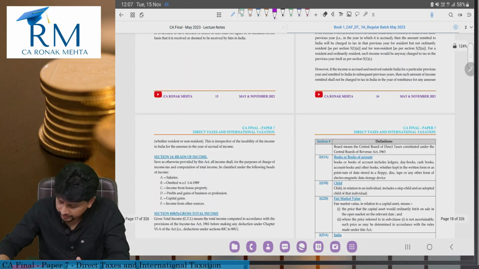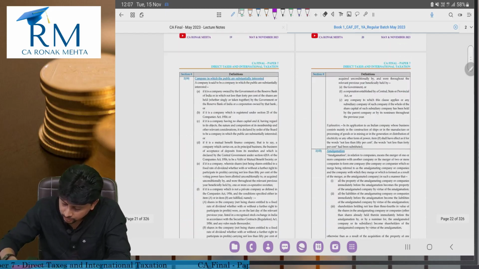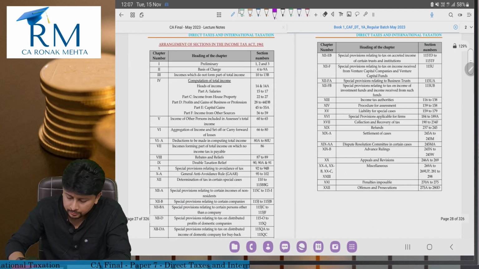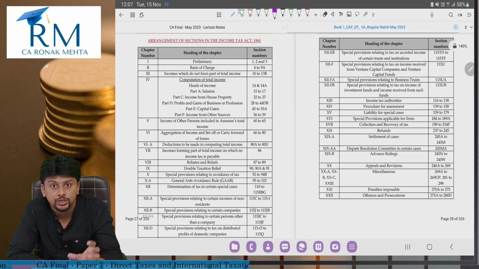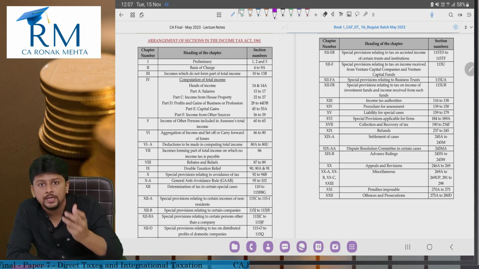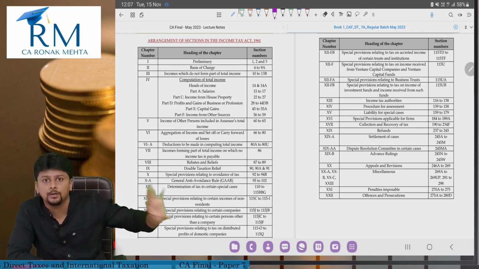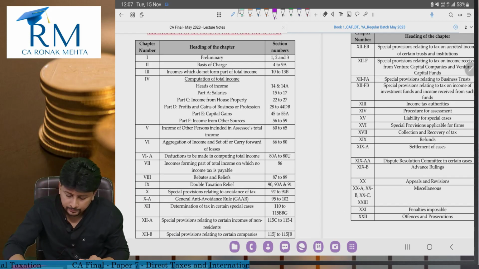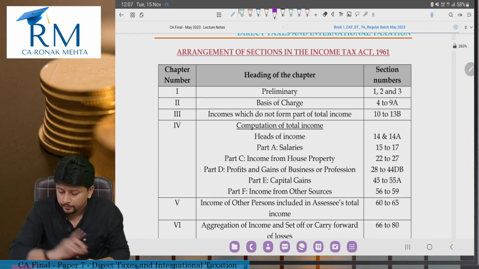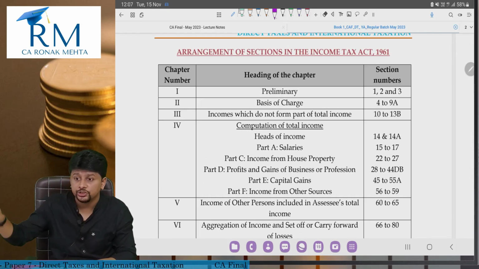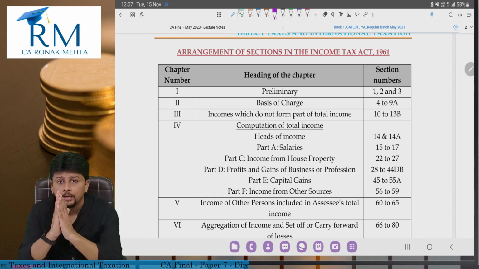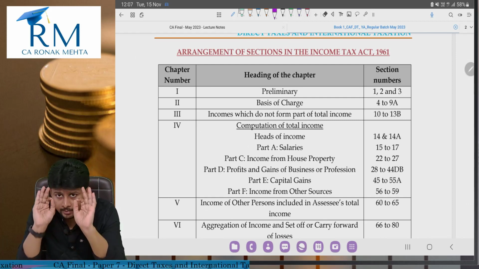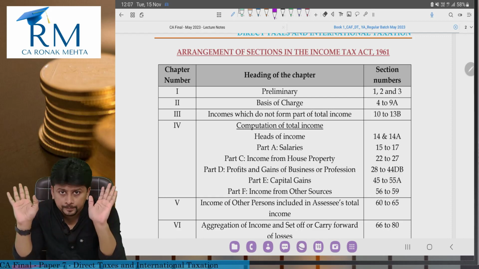Just for your reference, you don't have to memorize it, you don't have to study it, but you can use it whenever you come across some section which says chapter 12B, chapter 17B, chapter 4. So, arrangement of sections. There is a chapter, the heading of that chapter, and which section numbers are covered. As I've said, this is only for your reference. You don't need to memorize this at all.